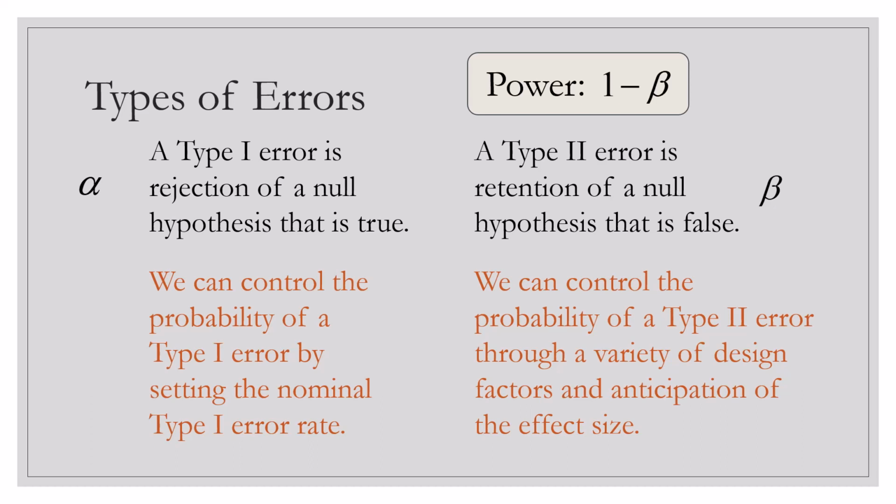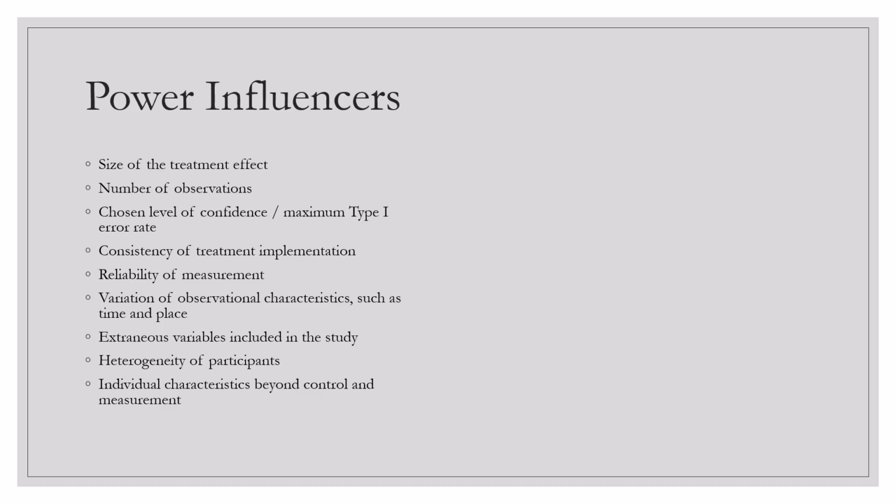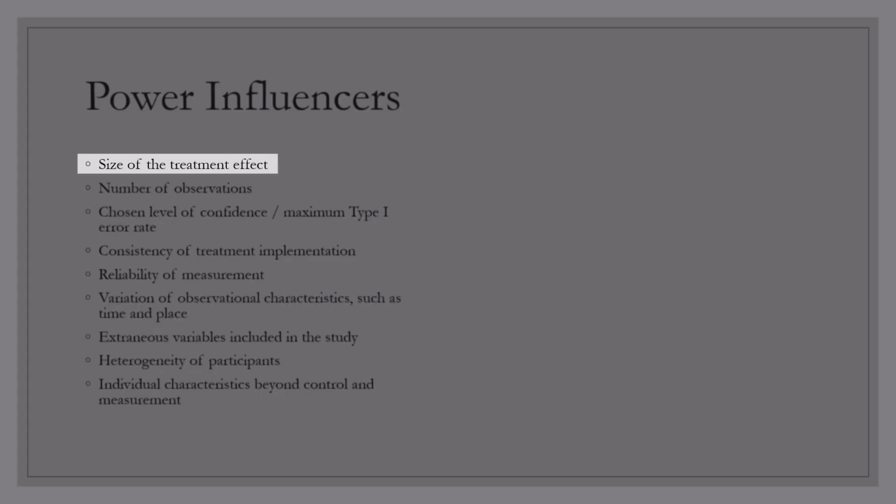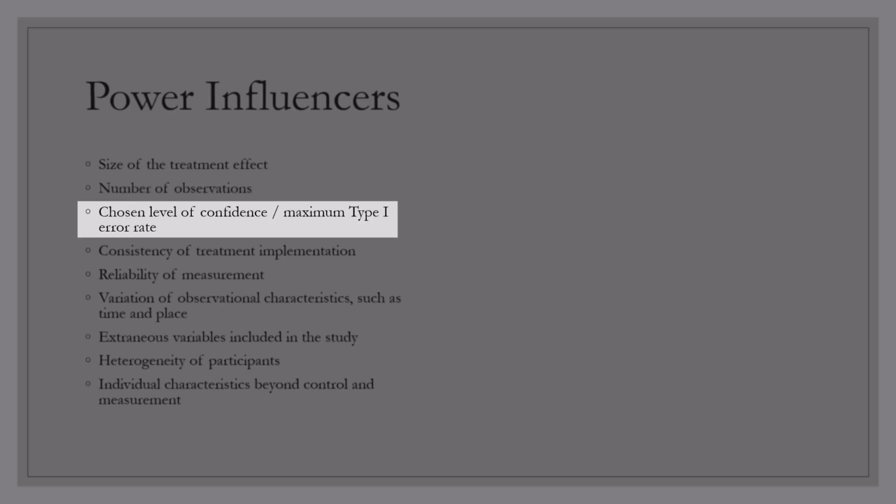I mentioned that the type 2 error, and thus power, is controlled through a variety of design factors and anticipation of the effect size. Here are the many things that can influence power. The size of the treatment effect. The bigger the treatment effect, the more the power. The number of observations that we're able to randomly select from the population. The bigger the number, the more the power. The chosen level of confidence, or the maximum type 1 error rate. If we allow for a higher type 1 error rate, not necessarily a good thing, our power will go up. We have to strike a balance.